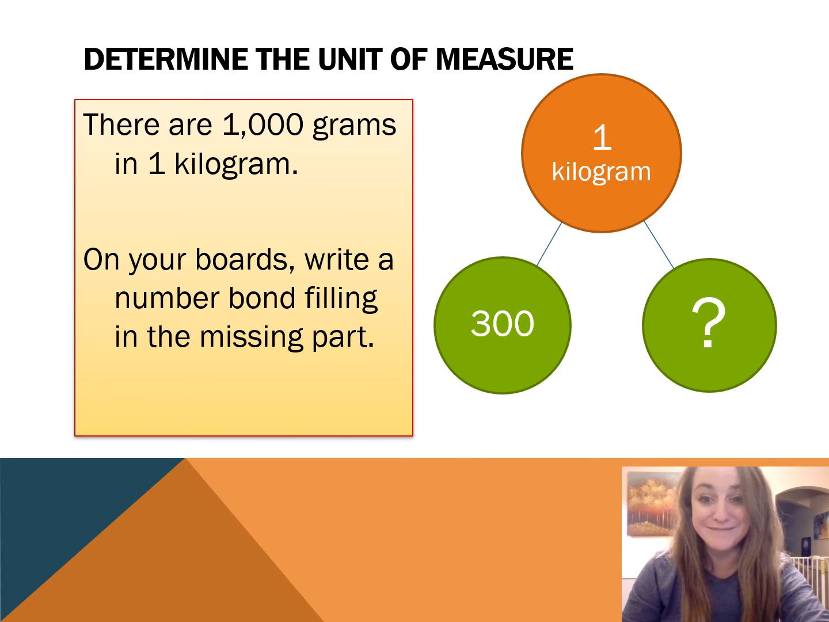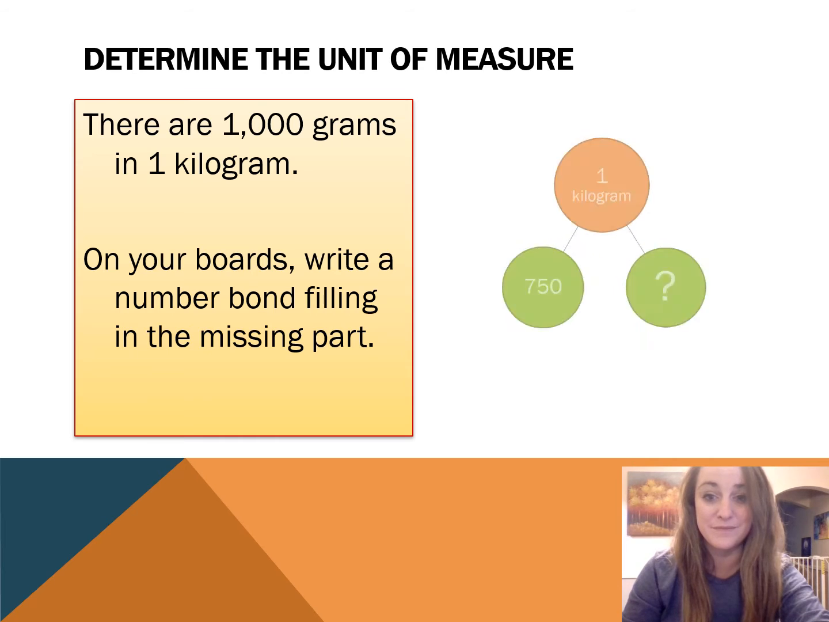Write the missing part. It is 700. 300 plus 700 equals 1,000, which is the same as 1 kilogram. There are 1,000 grams in 1 kilogram.